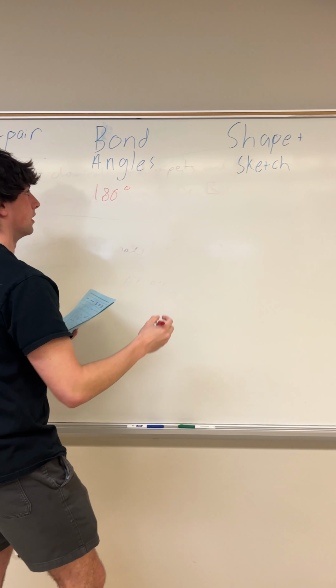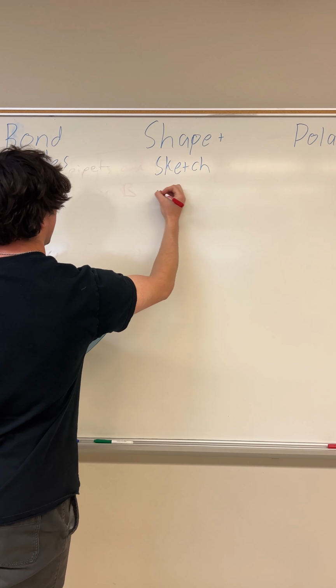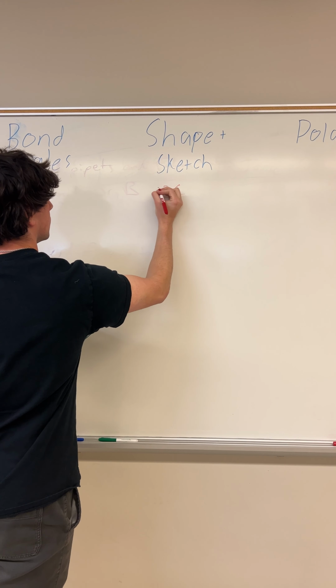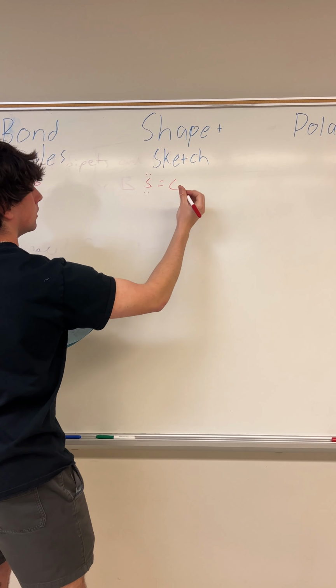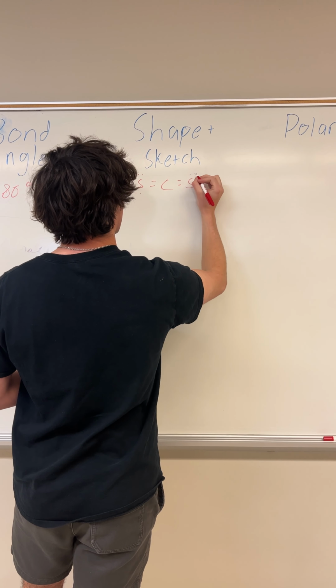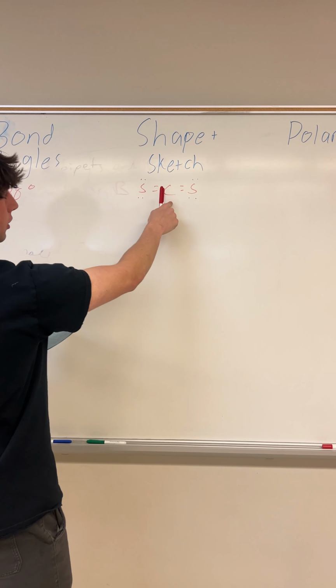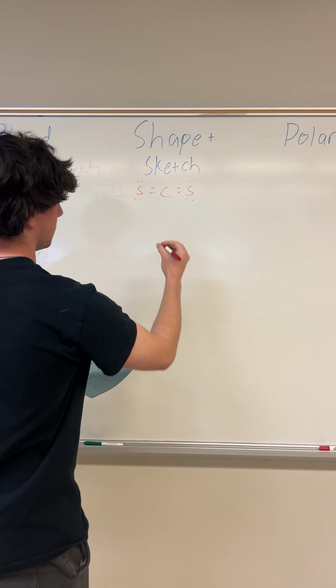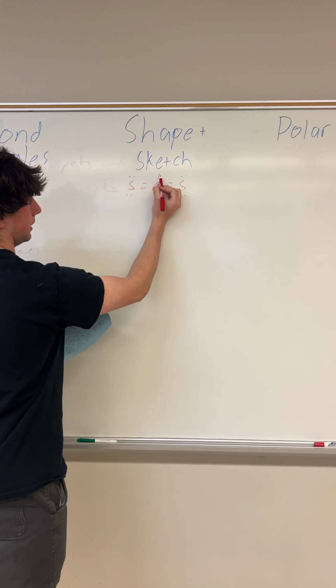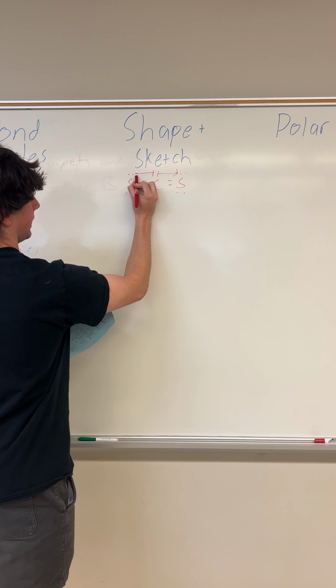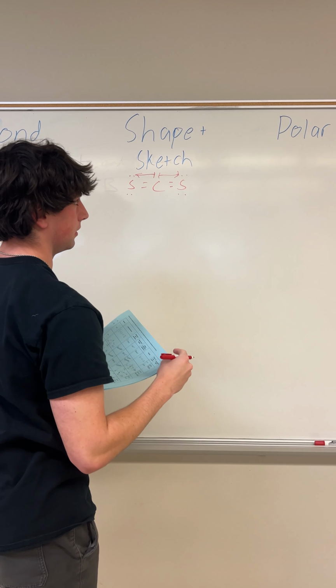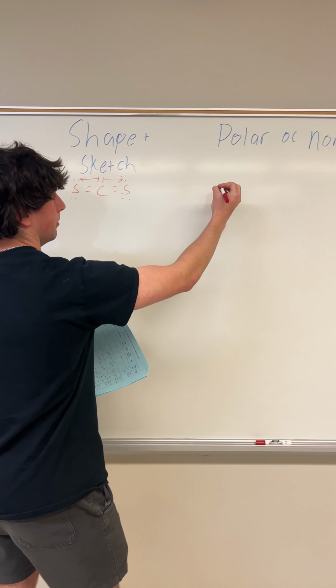So you just sketch it. Since there are no lone pairs, it would just be the same as before. It would be different if there were lone pairs on the carbon, but there aren't. You can also see that the sulfur is going to be pulling equally on either side of it, and those are going to cancel out, so there's going to be a net value there of 0, and that would make it nonpolar.